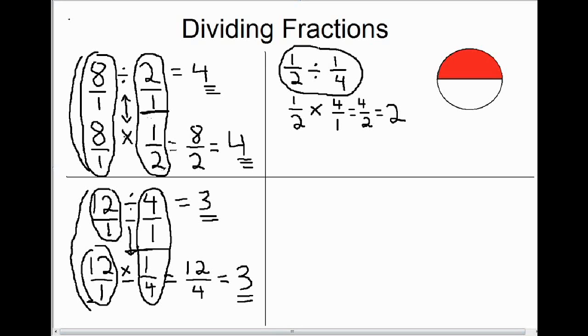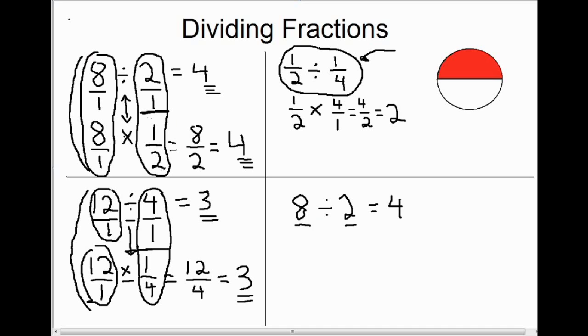Well, if we think about what division means, a division question is really asking how many of one value fit in another value. So, for example, if we ask the question 8 divided by 2, again, we're asking how many 2's can we fit into 8? And we can fit 4 2's into 8. Well, similarly, if we go back to this question, we're asking how many quarters can we fit in a half?